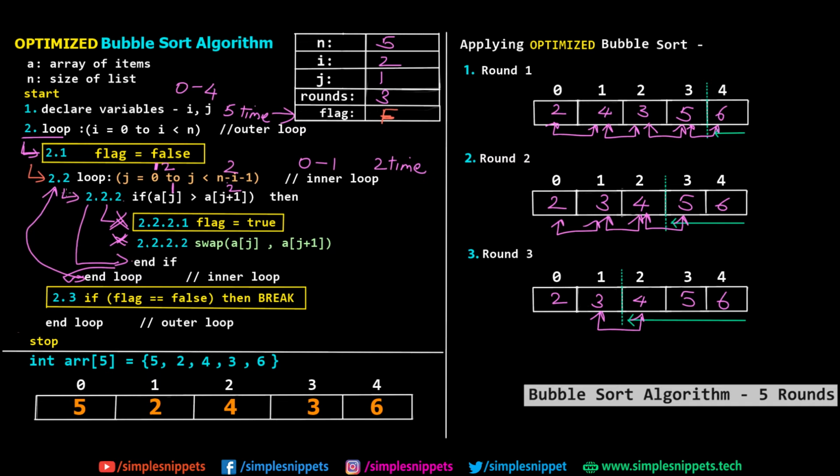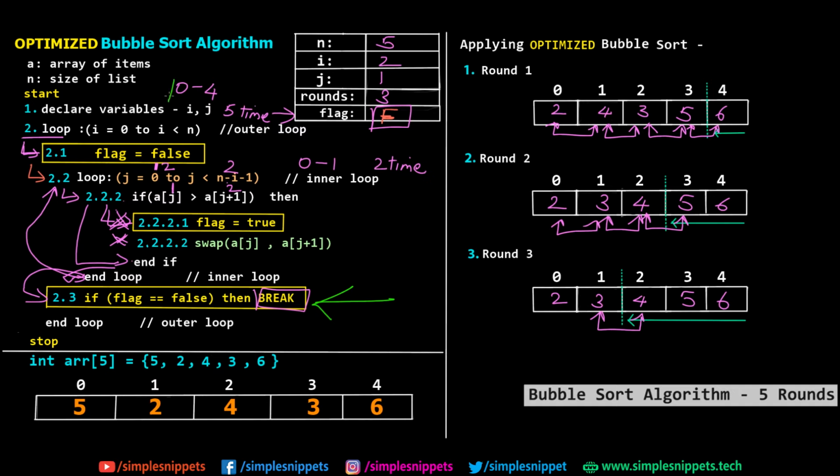So now we will come outside this inner loop. So we will come at 2.3. Now if you check if flag equals to false, you see the flag variable is still false because we never got inside this if block where flag was becoming true, because there was no swapping. So now if flag equal to false, then break. So this statement is going to completely break this entire algorithm and stop it. We will come outside the outer loop also.